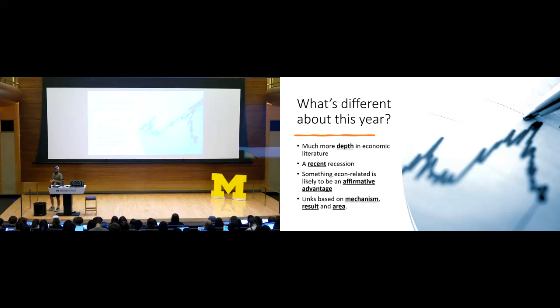And then finally, the links are manifold, and you can win links based on the mechanism, meaning fiscal redistribution, tax and transfer. You can win a link based on the result, meaning how it thinks we ought to structure the economy. And you can win links based on area, meaning all of the subcomponents of affirmatives that fit in each area. So now begins the part of the lecture where we start talking about links.